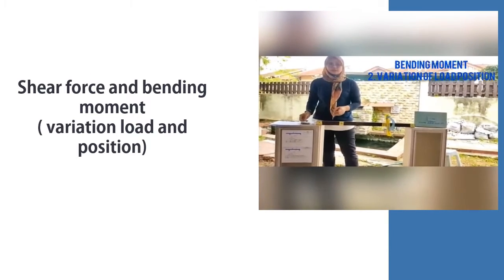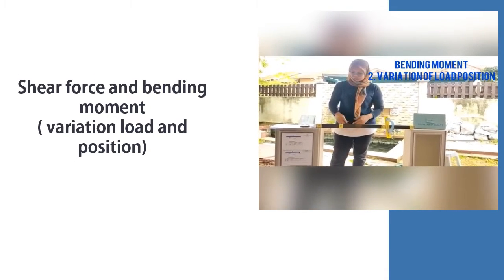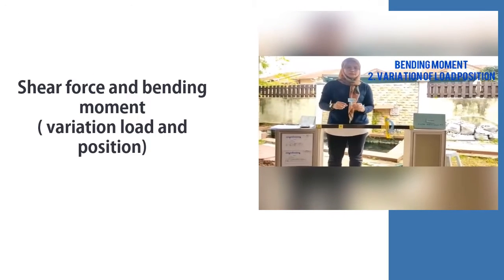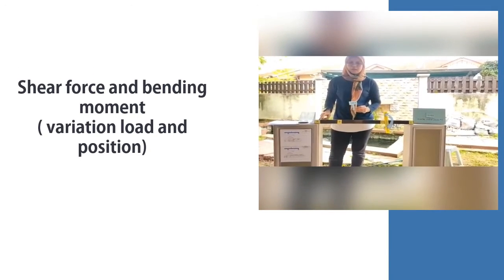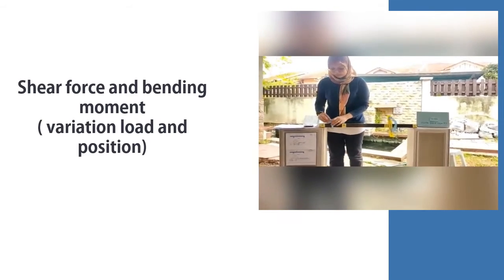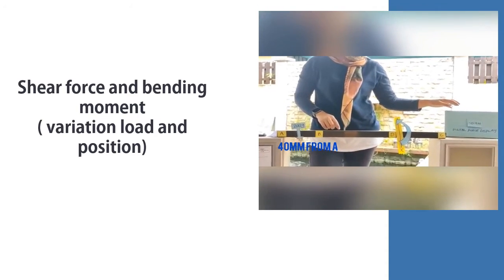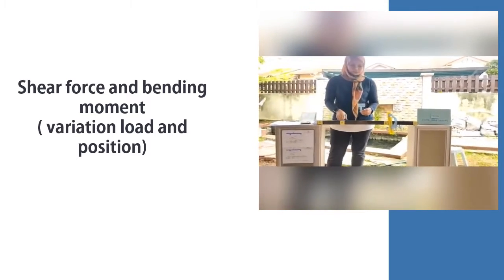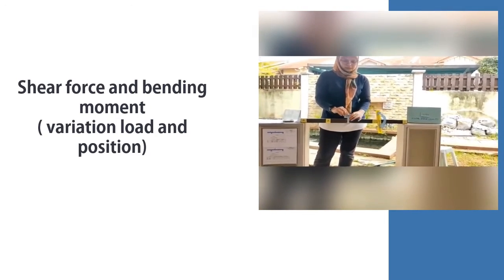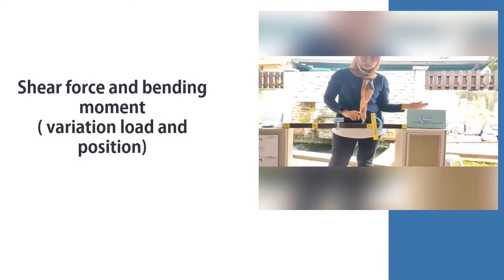For experiment 2, bending moment at the variation of load position, we put 200 gram between point A and B, 100 mm from A, and we read the bending moment at the digital force display. Secondly, we put the 200 gram between B and D, 140 mm from B, and we read the bending moment at the digital force display.